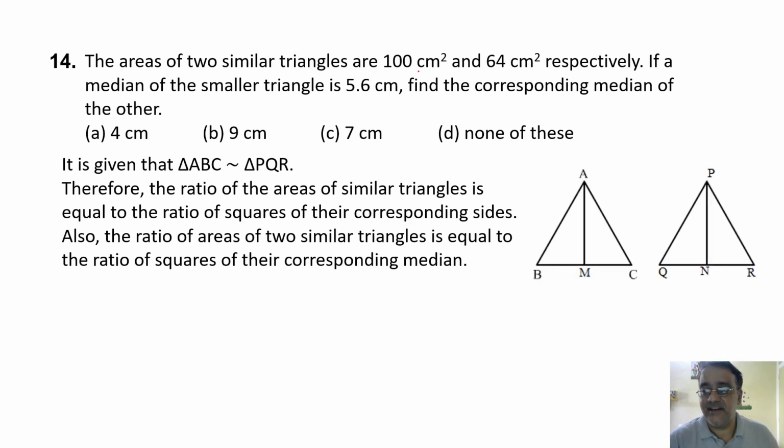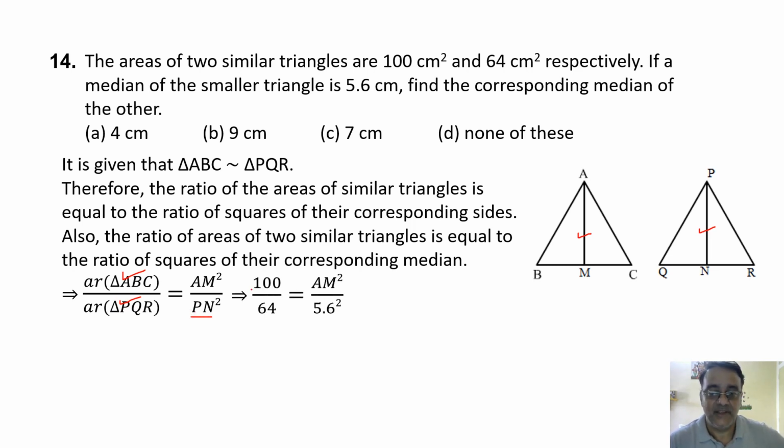So this is the rough figure. AM and PN are the medians. So what we are going to get, area of triangle ABC upon area of triangle PQR is equal to AM square upon PN square. Now see what is given: this is 100, this is 64, smaller triangle means this one, PN is 5.6 and AM we have to find. Now take square root. What is the square root of this one? 10 by 8. Right.